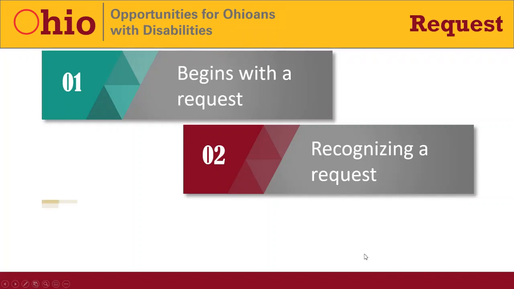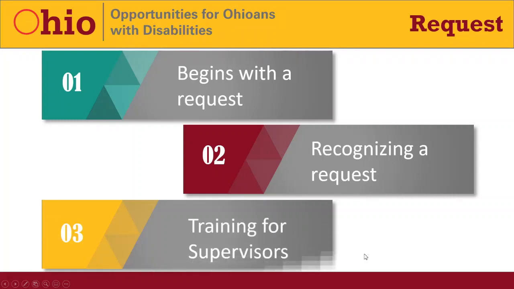Julie, in a previous webinar, we discussed the importance of training supervisors on how to recognize a request for a reasonable accommodation. We did, Dennis, and this is because the results of a research study conducted by Cornell University showed employees with disabilities are at least 60% more likely to disclose a disability to their supervisor than someone in human resources.